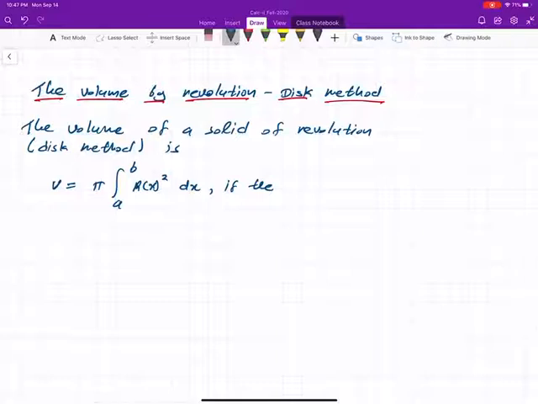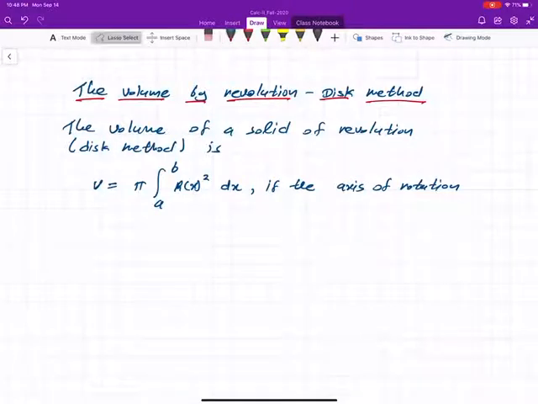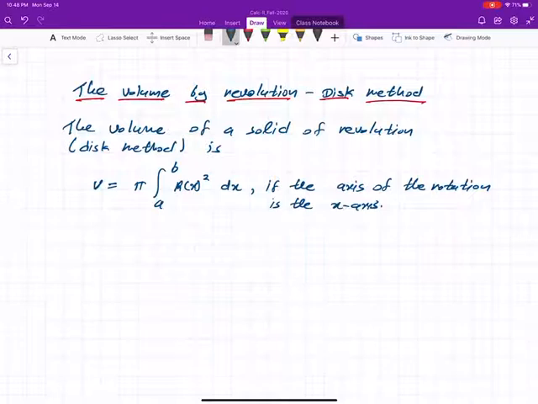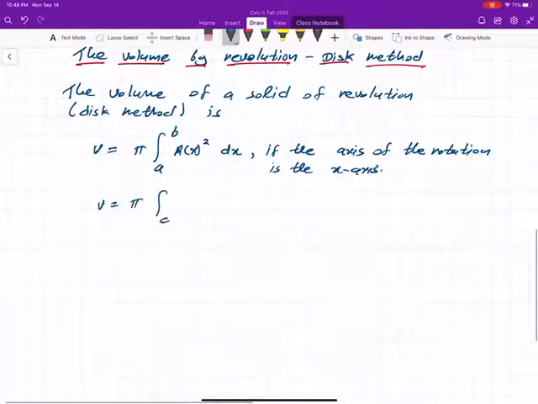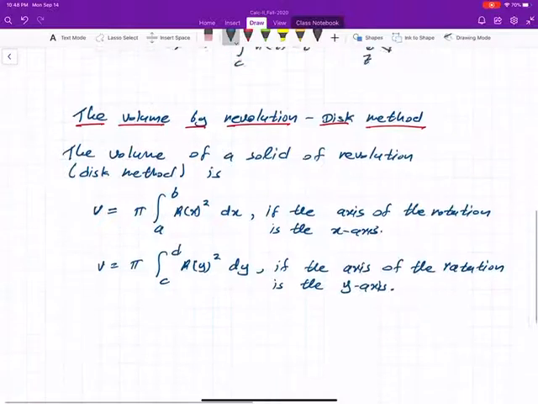If the axis of rotation is the x-axis. Okay, then the next case, V equals pi integral from C to D of R of y squared dy, if the axis of the rotation is the y-axis. Let me explain this a little bit.